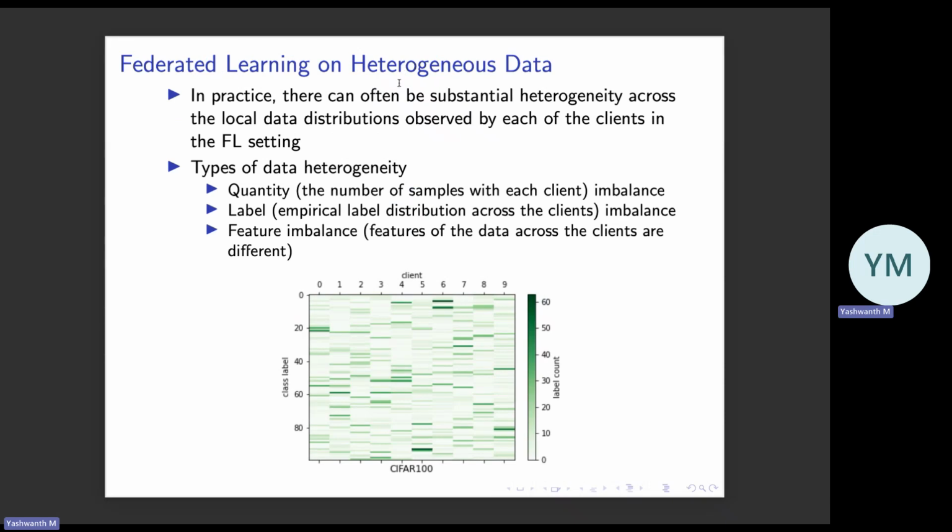In practice, the data is often heterogeneous. That heterogeneity can come from the quantity, the label distribution can be different across the clients, and from feature imbalance. Features themselves can be different.